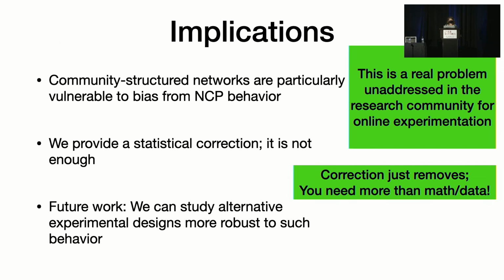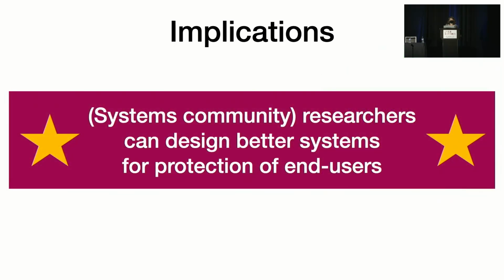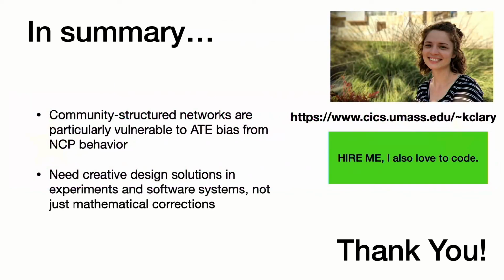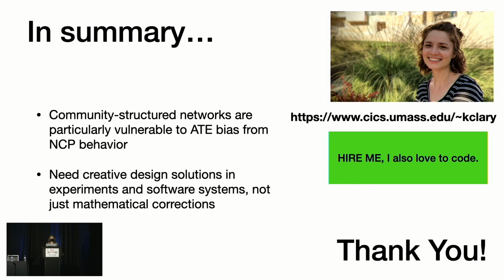As future work, we can study alternative experimental designs that are more robust to such behavior. And in particular, we hope that systems community researchers can help design better systems for protection of end users. In summary, community structured networks are particularly vulnerable to ATE bias from NCP behavior, and we need creative design solutions and experiments in software systems, not just mathematical corrections. Thank you.